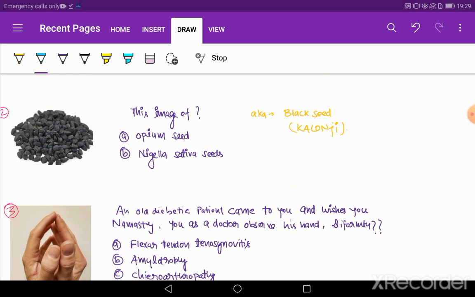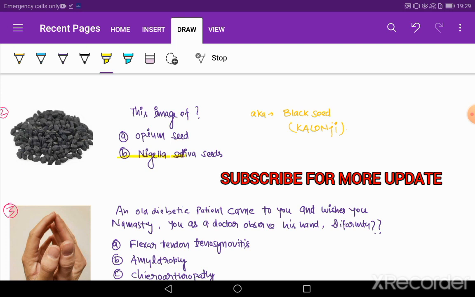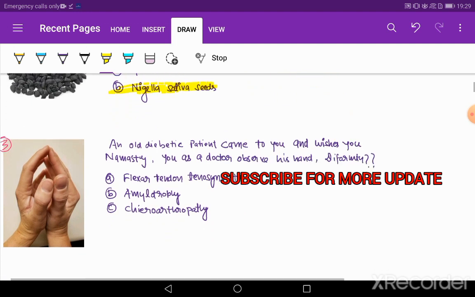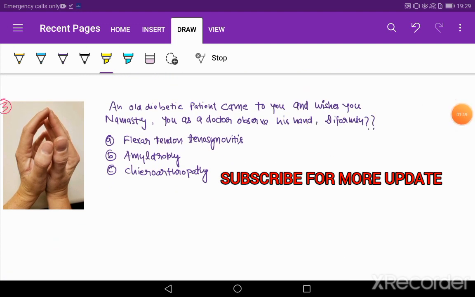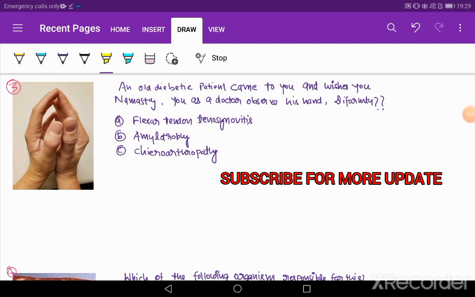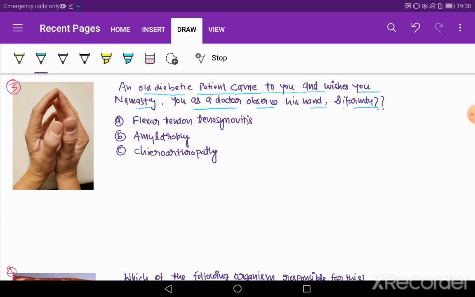Our next question is to identify the image, and the image is of Nigella sativa seeds. It is also called black seeds, and also called kalonji. Next question: an old diabetic patient came to you and greeted you with namaste. You as a doctor observe his hand deformity. What is the deformity in this hand? This is cheiroarthropathy.